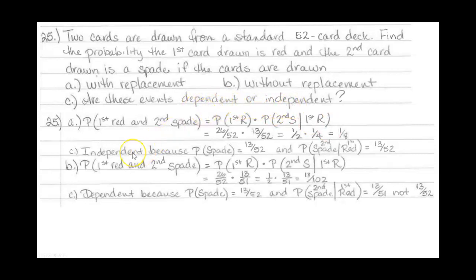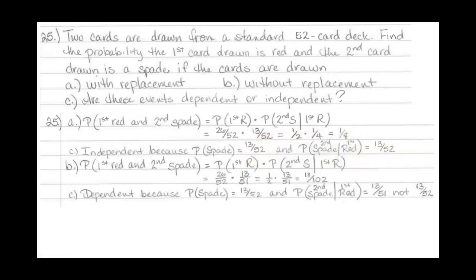Now, they asked me in the C part down here, are these dependent or independent? Our definition for independent was if the probability of the second card being a spade is the same thing as the probability of the second card being a spade given the first one was red, then they're independent. Basically what we're saying is this first card being red has absolutely no effect on the probability of this second card being a spade. So if this first card being red ends up being completely irrelevant, it doesn't affect the probability. The probability with or without it would be the same, then they're independent of each other.